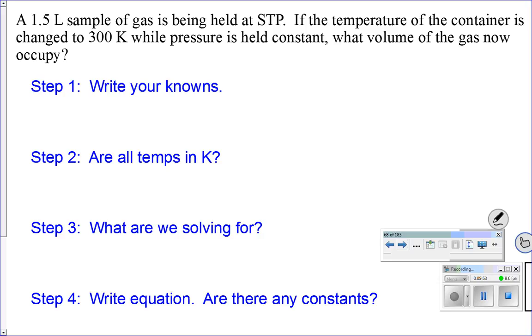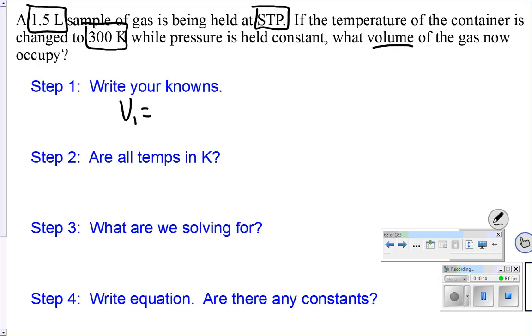The last problem I wanted to talk about together because it has STP in it. So we have a 1.5 liter sample of gas being held at STP. It doesn't look like numbers, but it represents numbers. The temperature is going to be changed to 300 K while the pressure is held constant. What is the volume of the gas? What volume does the gas now occupy?